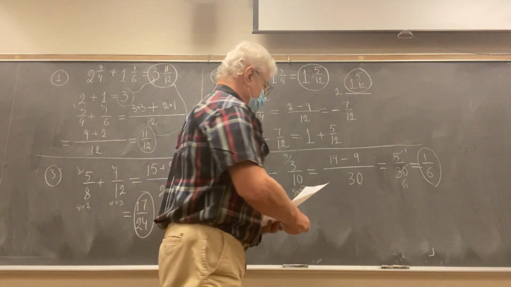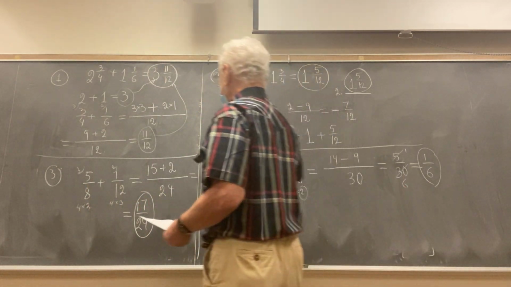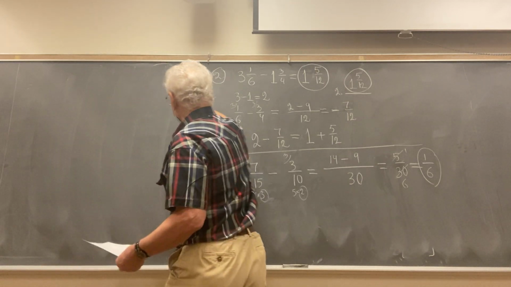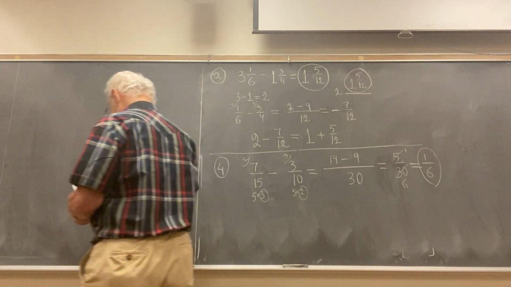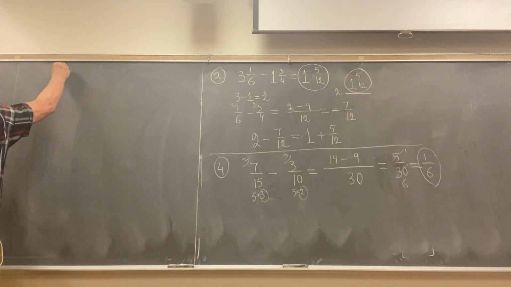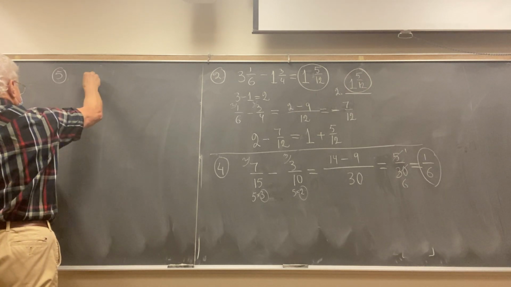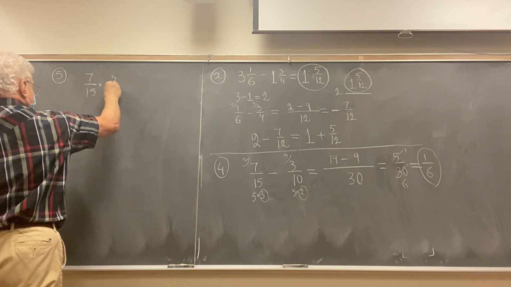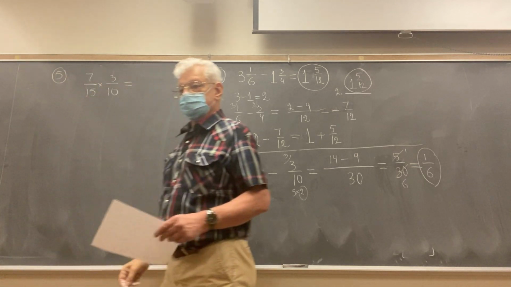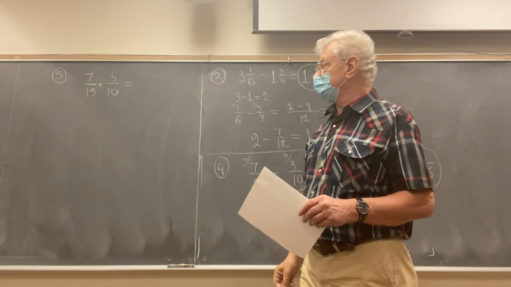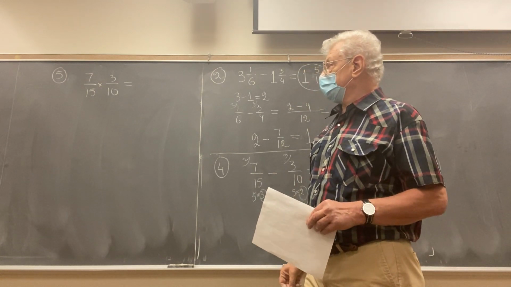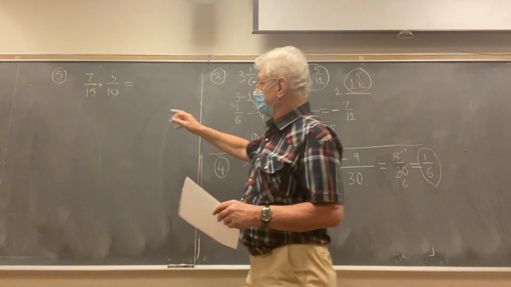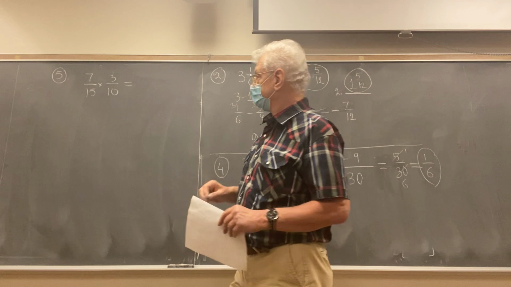Now we go to multiplication. Multiplication is the easiest way to do. Number 5, multiply 7/15 times 3/10. This is the easiest arithmetic operation. It's much easier than addition or subtraction, and even division.